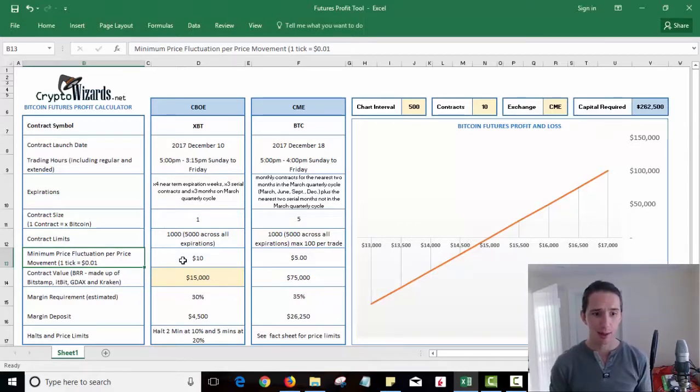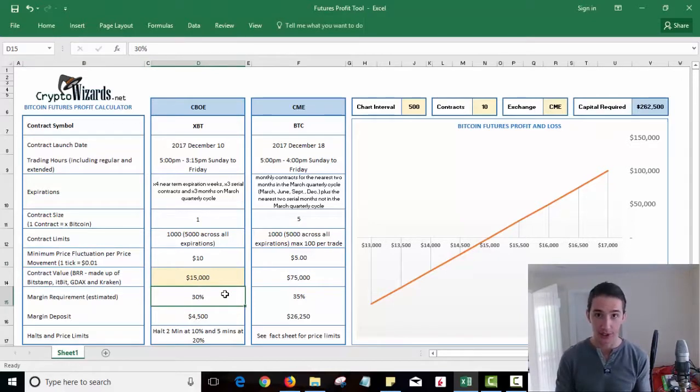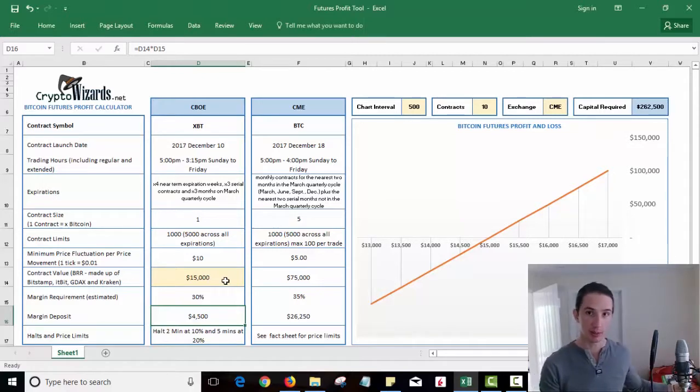But anyway, the margin requirement, now this is where it gets interesting, is 30% on the CBOE and 35% on the CME. Meaning that I would need $4,500 to trade today if Bitcoin was at $15,000. I would need $4,500 to enter into that contract, and that's aside from the maintenance margin. This is what's so great about futures, because there's this margin requirement. You only pay a deposit for the contract.